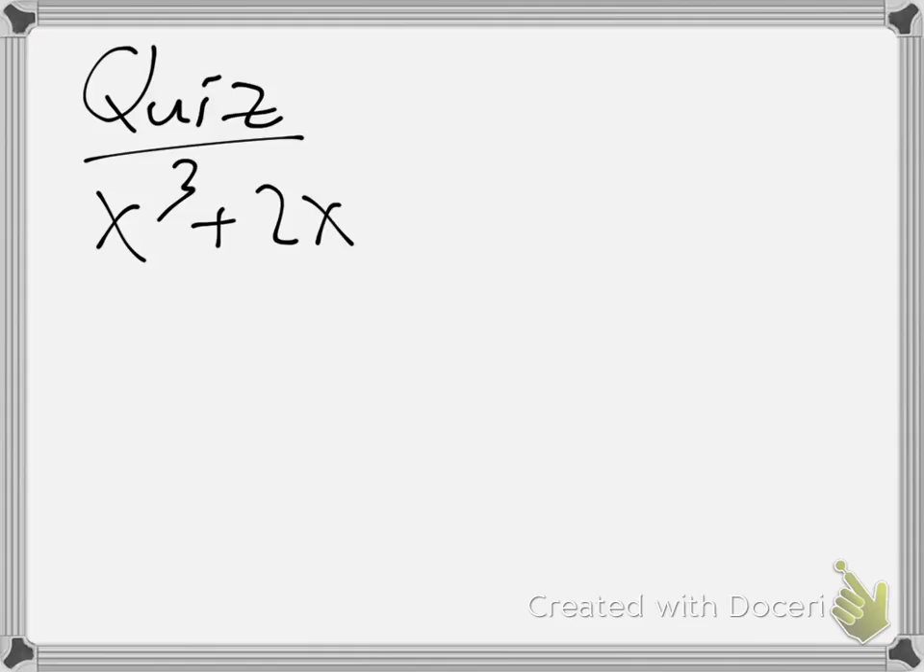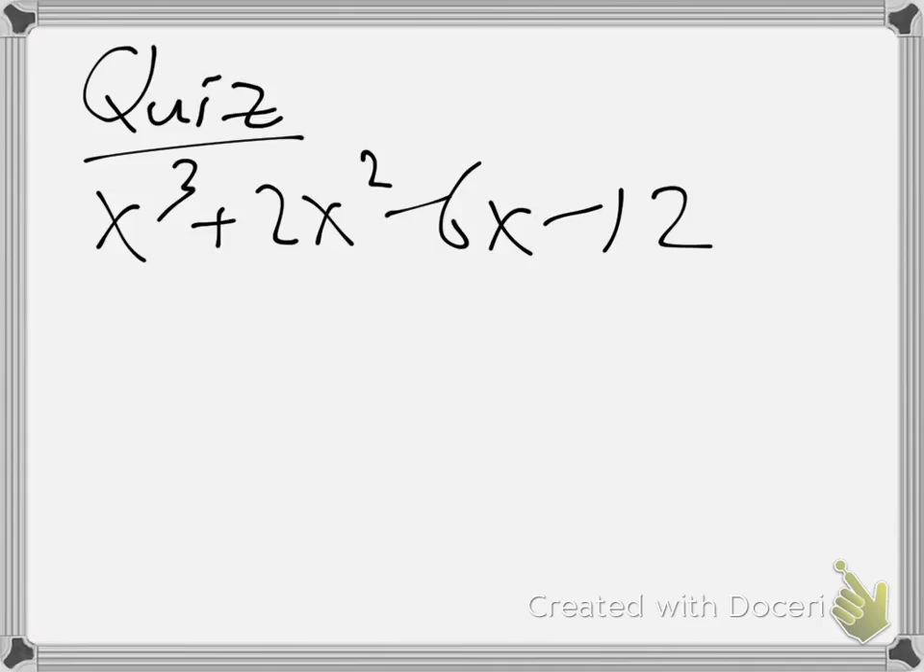So what is it? X cubed plus 2x squared. Here, I'll switch over to the laptop. The quiz was x cubed plus 2x squared minus 6x minus 12. Okay, so how do we do these four?